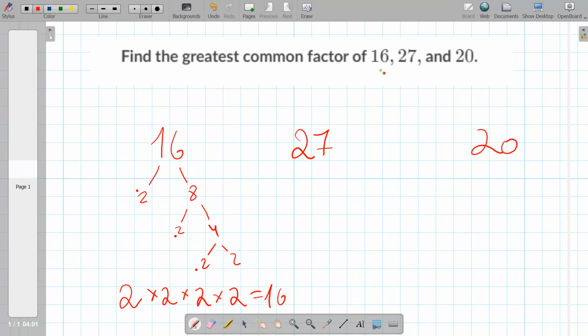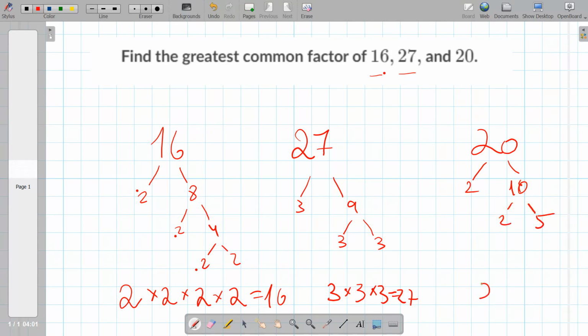27. 27 is 3 and 9, and 9 is 3 and 3. So 3 times 3 times 3 is 27. And 20 is 2 and 10, and 10 is 2 and 5. So it's 2 times 2 times 5. So what do we have in common?